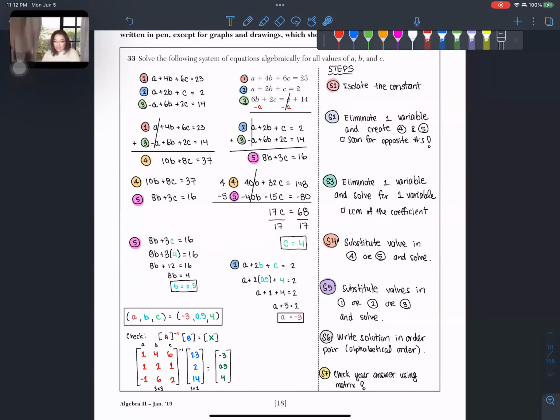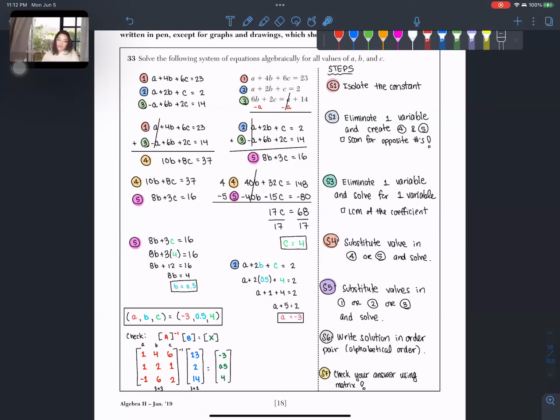Isolate the constant, eliminate one variable, and create equation 4 and 5. Scan for opposite numbers. Then eliminate another variable so that you can solve for the variable. Find the LCM of the coefficients. And then substitute the value into either 4 or 5. Once you have 2 variables, then you can substitute into 1, 2, or 3, and then solve, and then write your answer in numerical order.